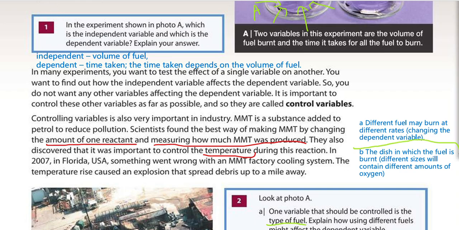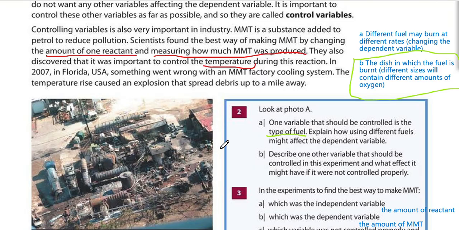Now we are writing the answer for question 2, part B. The dish in which the fuel is burnt, and you have to explain what kind of effect it's going to have if it's not controlled properly. So what is the reason you are going to write? Different sizes will contain different amounts of oxygen.